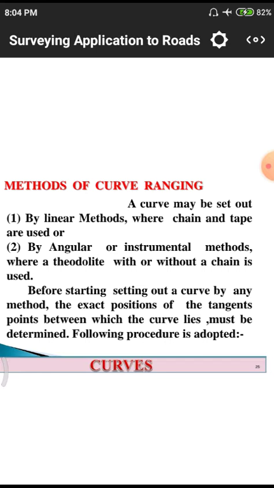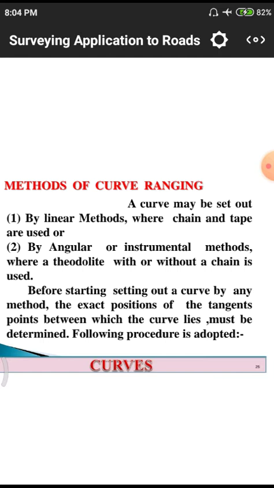After that we go to angular measurements. We use the theodolite for both horizontal angles and vertical angles nowadays. But in advanced surveying we use the total station equipment. Okay, the total station is used for advanced surveying. Before starting to set out a curve by any method, the exact positions of the tangent points between which the curve lies must be determined.